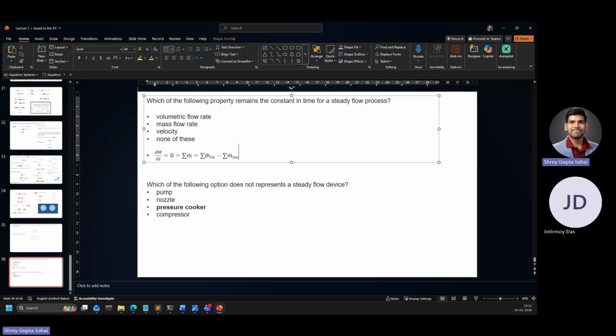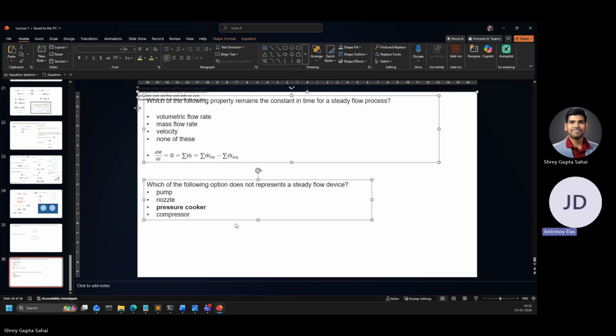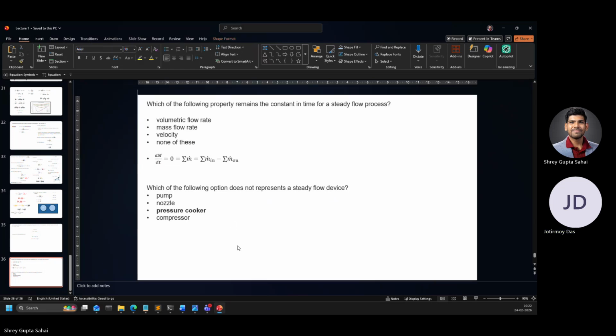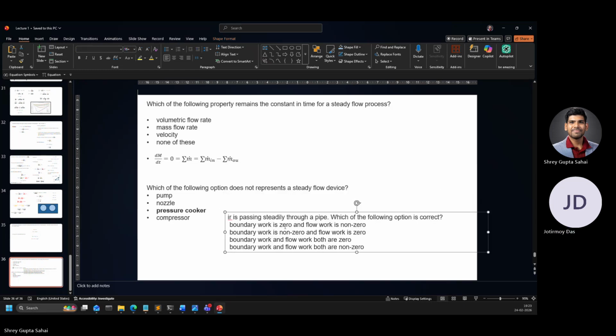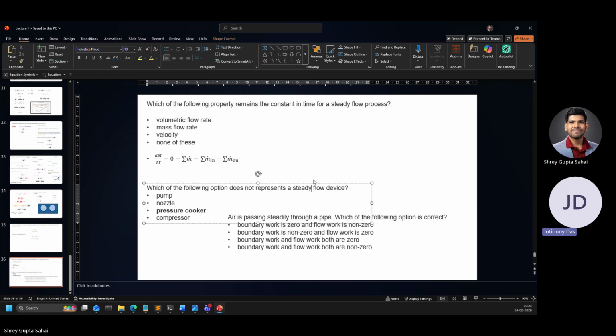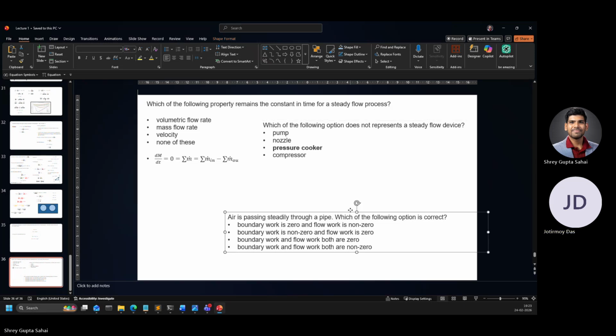Anyways, what else? Next question is. Try to solve this one on your own. Let's see which of the following options is correct.